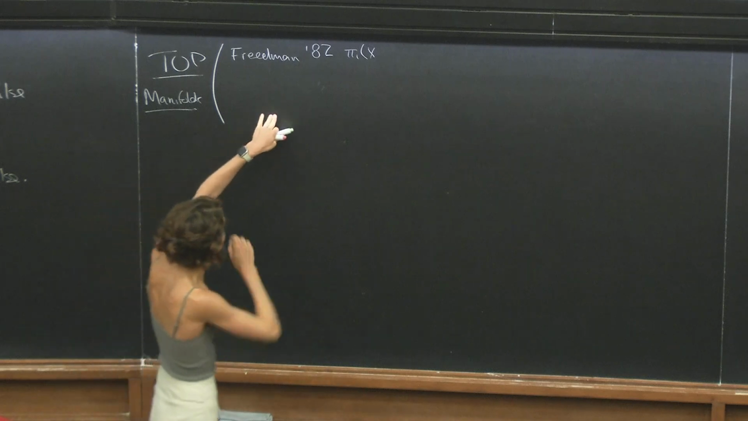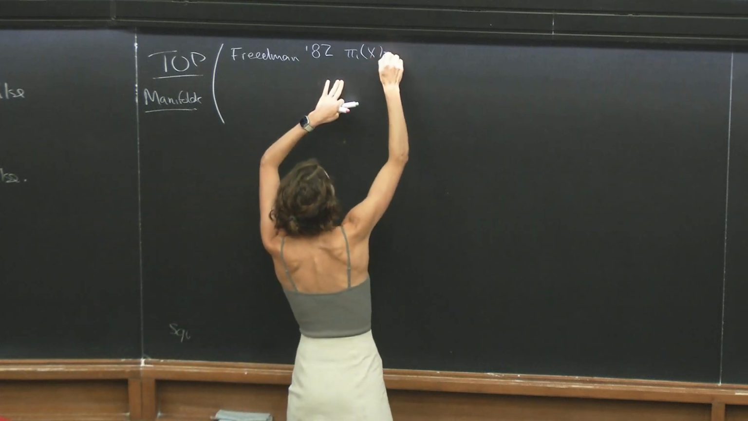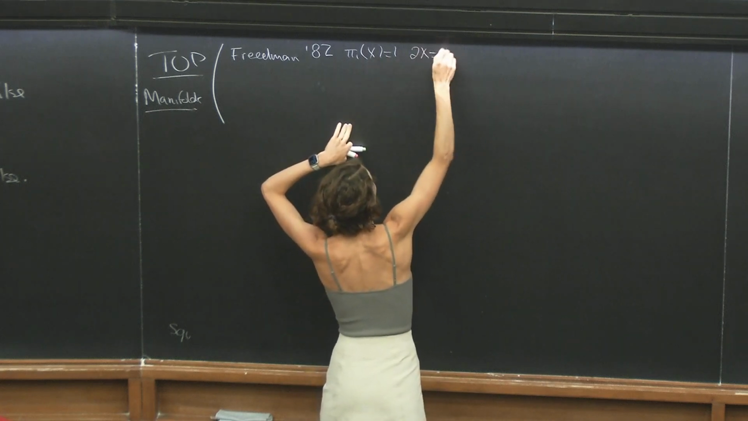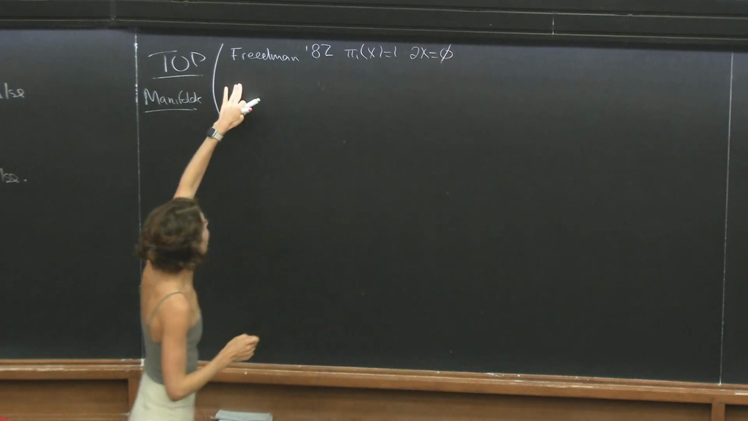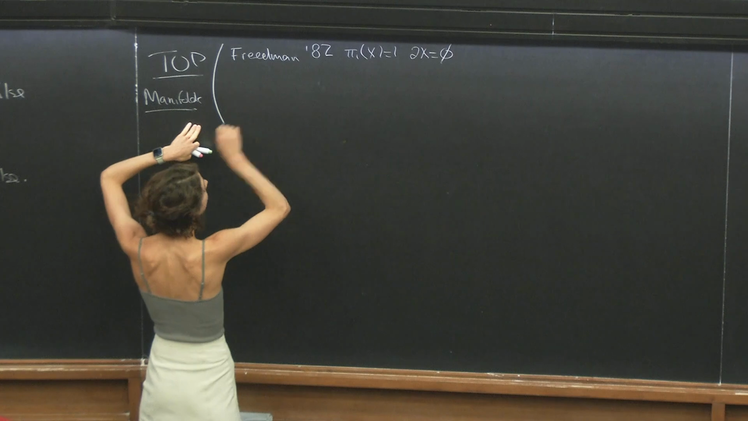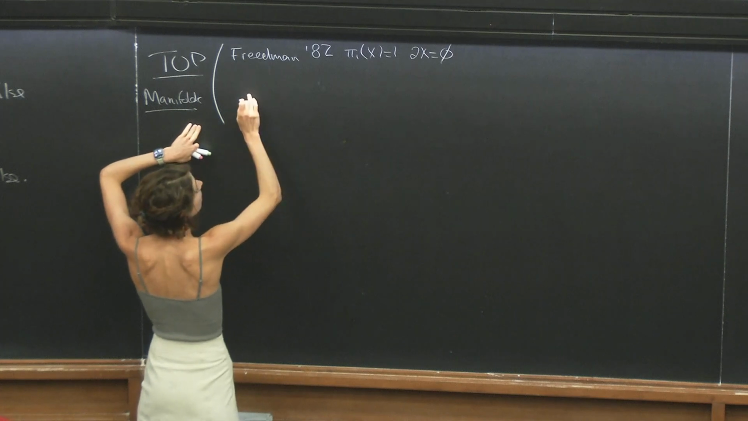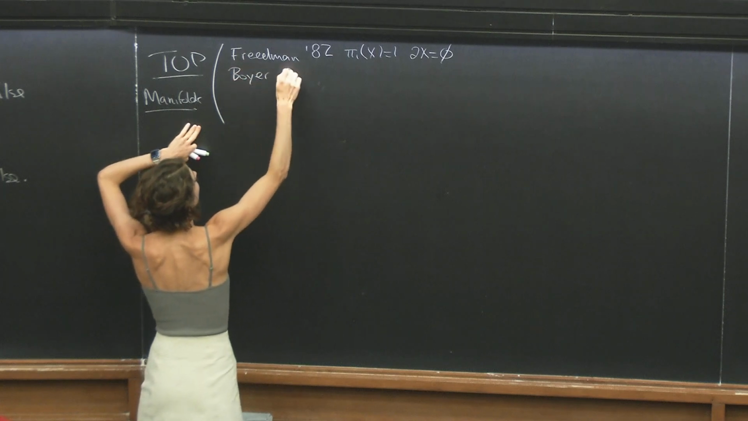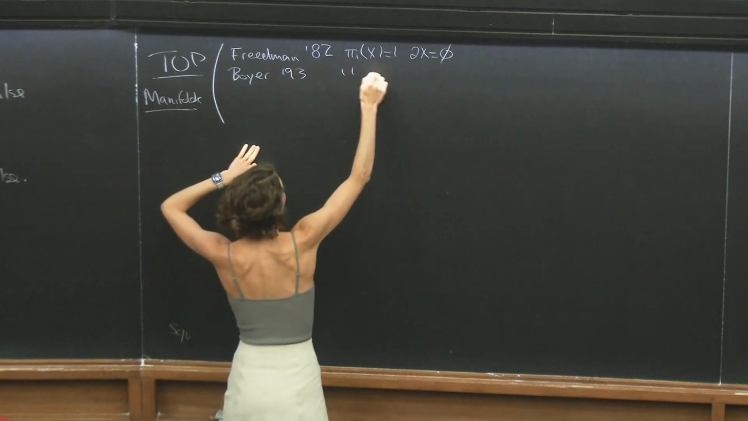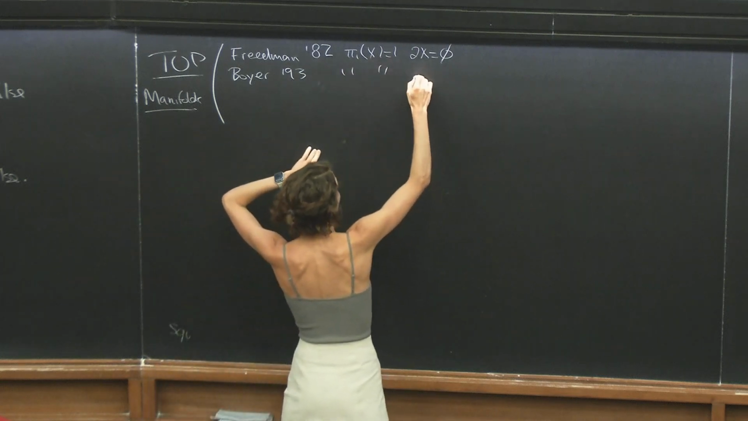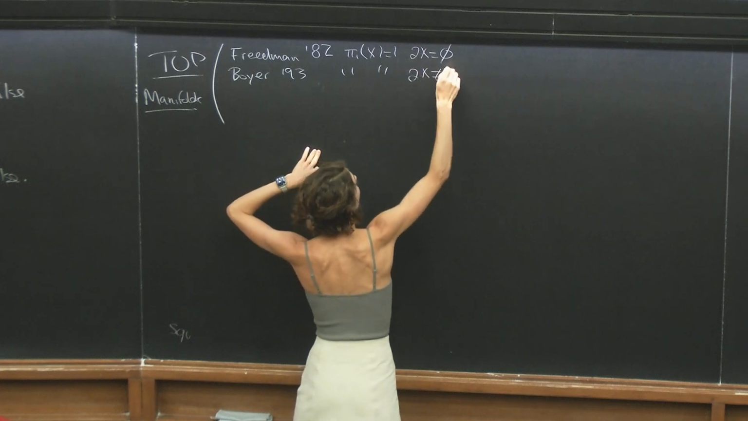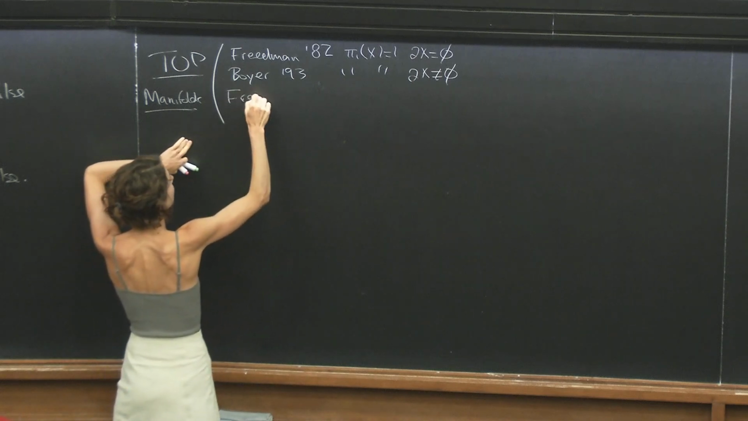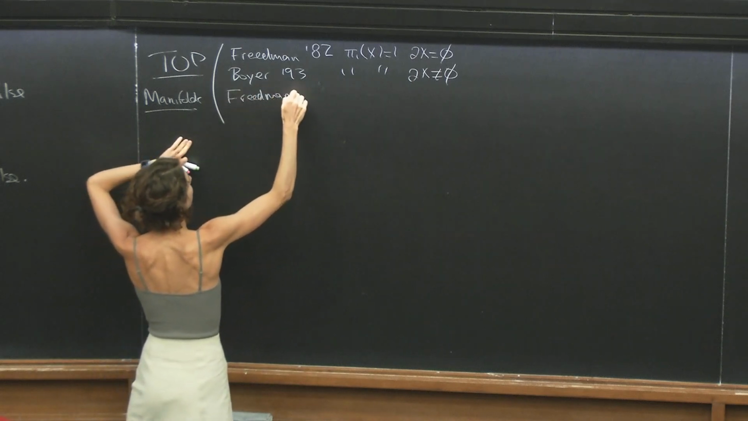So Freedman classified simply connected closed 4 manifolds. And a bit later, Boyer classified simply connected manifolds with boundary. For pi 1 equal to Z, it's work of Freedman and Quinn.